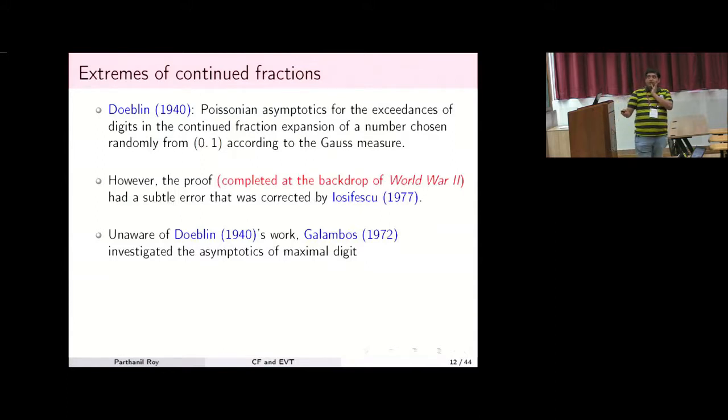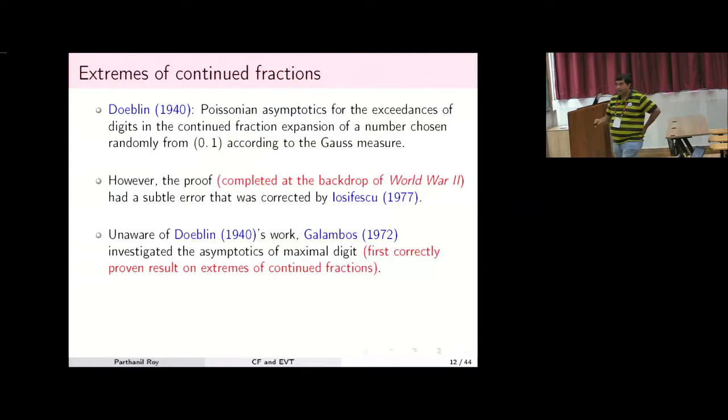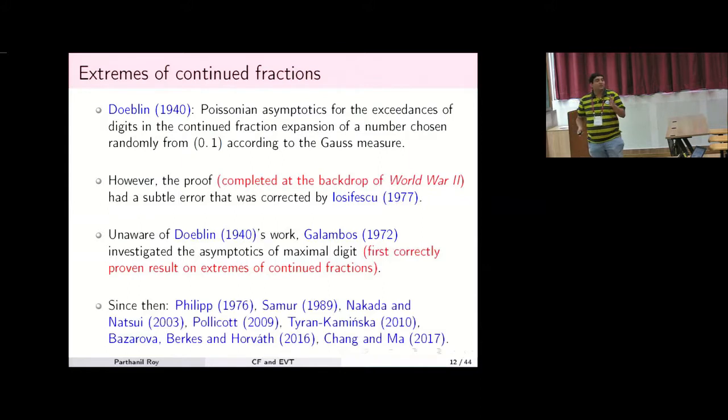Actually, this follows from Doeblin's work, had it been correct, but unfortunately it wasn't. So officially speaking, this is the first correctly proven result on extremes of continued fractions. After that, there was an explosion of work in this area, so much so that whatever problem we first attacked had actually already been solved, we didn't know. Okay, so this is just to mention a few.